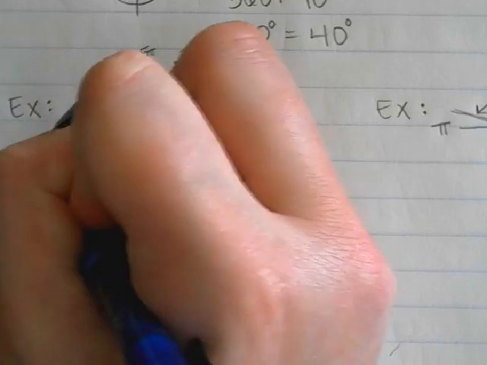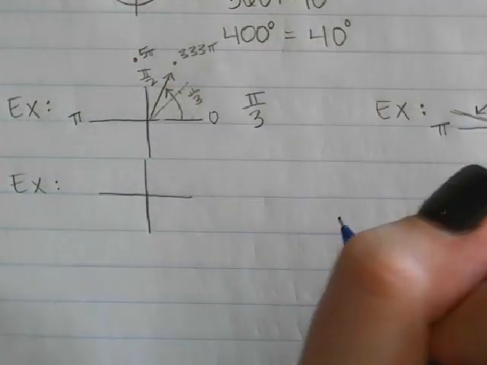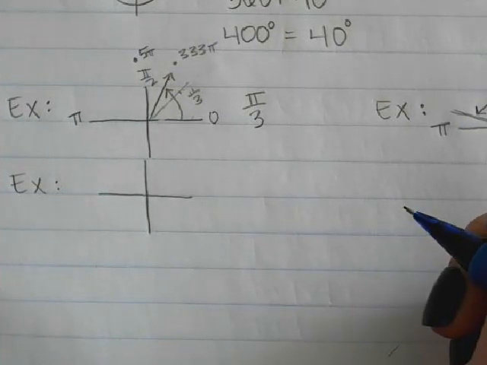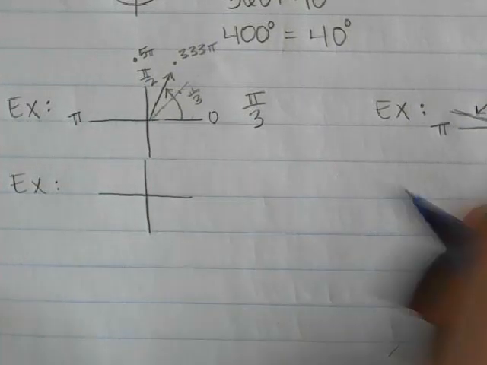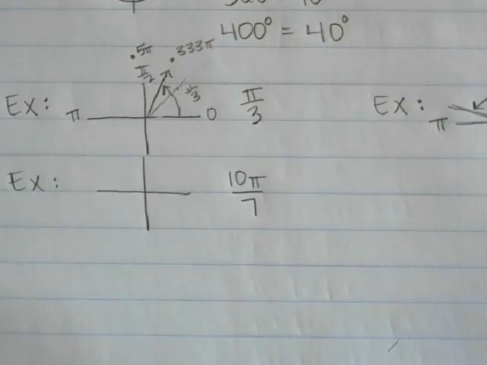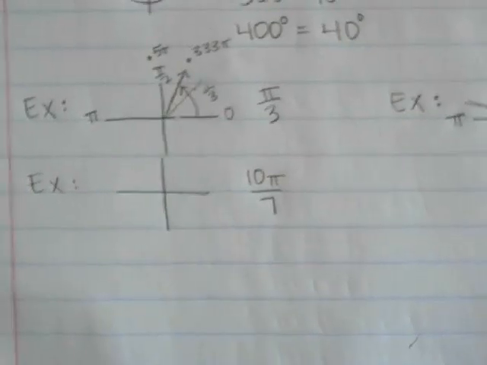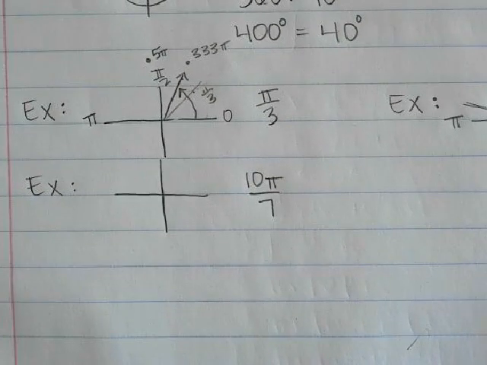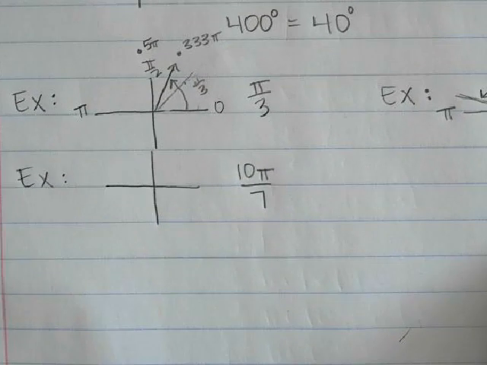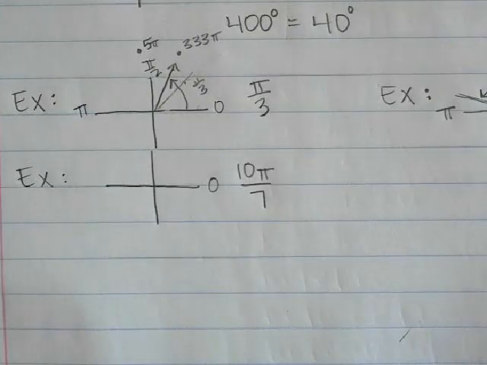Let's go ahead and draw another one. All right, we're going to do 10 pi sevenths. 10 pi sevenths. Hold on, it feels blurry, so I'm going to see if I can fix it. That was going to be my question, if you were going to do this weird stuff like that. Yeah. Okay, so we have 0 pi.